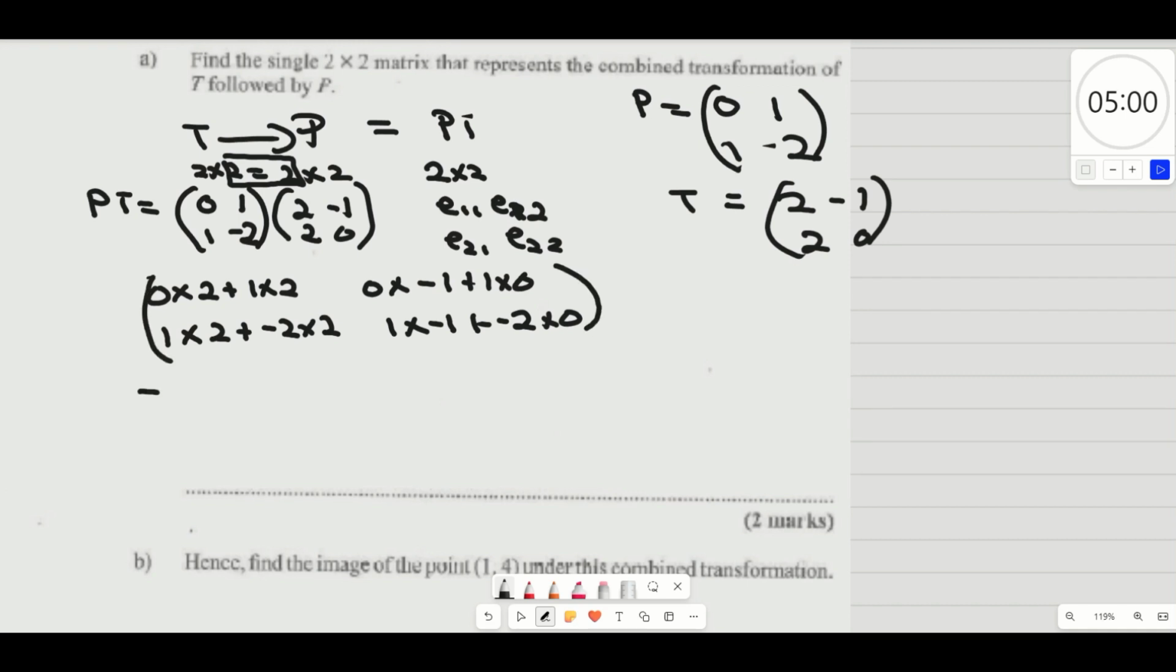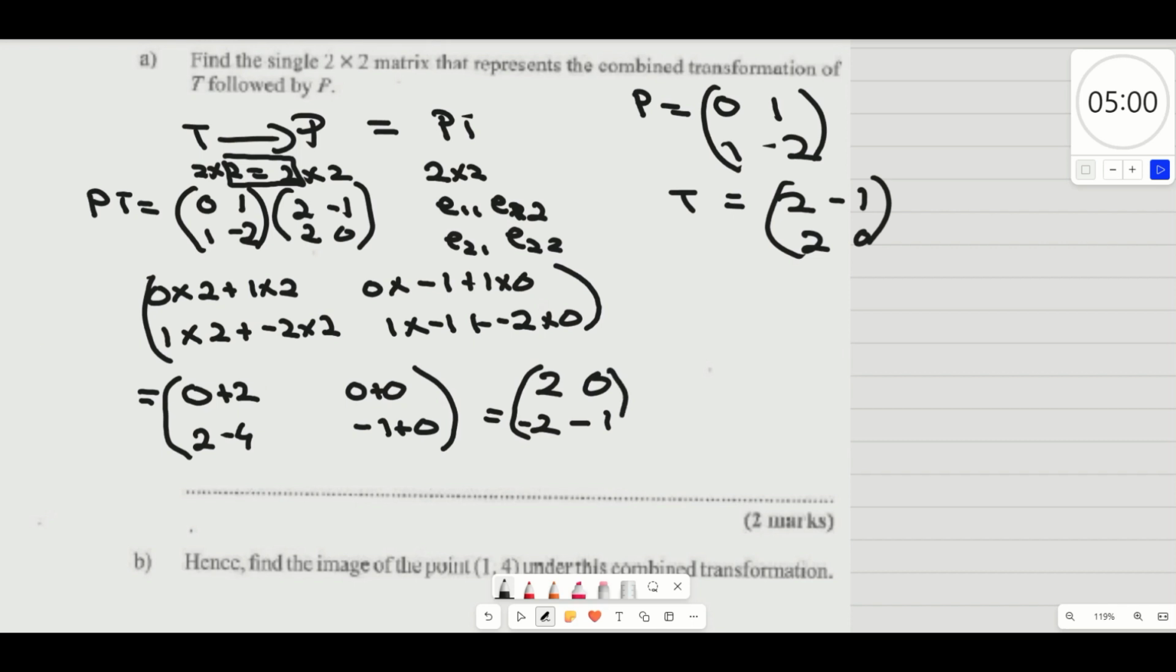So this would be equal to 0 by 2 is 0 plus 2, and then 0 plus 0, and then 1 by 2 is 2, and minus 2 by positive 2 is minus 4, and this would be minus 1 plus 0. All right, so this is 2, 0, minus 2, minus 1. So this would be the single transformation. And that is how you do this question.